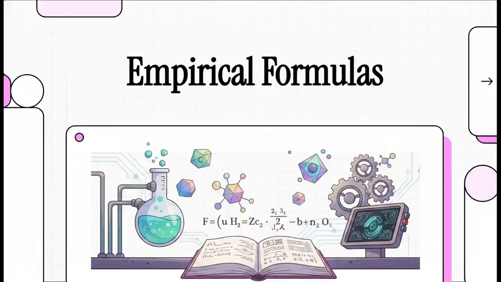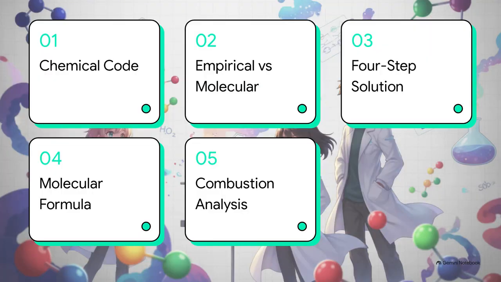Let's get into it. Here's our roadmap for this explainer. 1. Cracking the chemical code. 2. Empirical versus molecular. 3. The four-step solution. 4. Finding the molecular formula. And 5. Real-world combustion analysis.